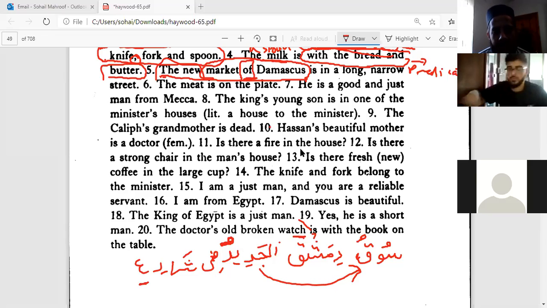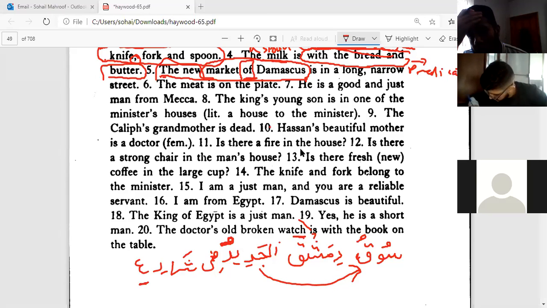Say that once more, please. So when a noun doesn't have alif lam, when a word doesn't have alif lam, you must take tanween, unless it's either mudaf. We must take tanween unless it's either mudaf.